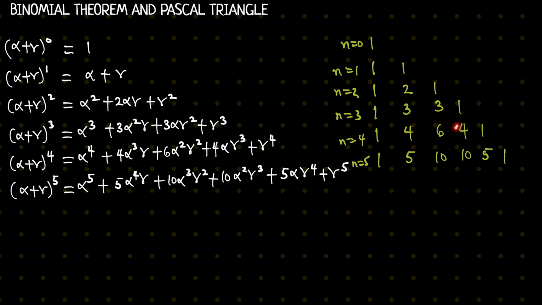Again, we notice that the second term and the second to the last term. Now this is quite visible when you have n equal to 3 and above, that is, when n is greater than or equal to 3. We're going to notice that this second term and the second to the last term are the same.